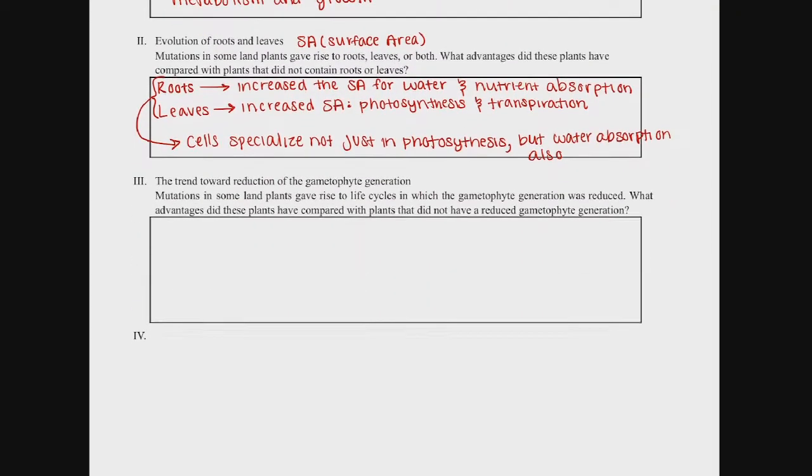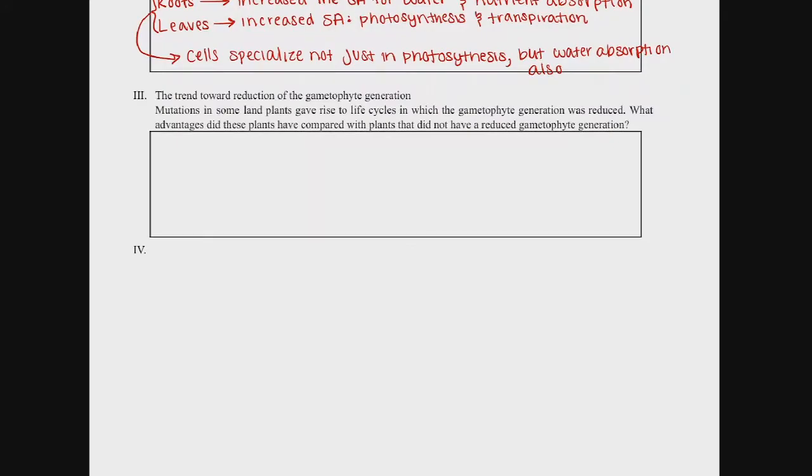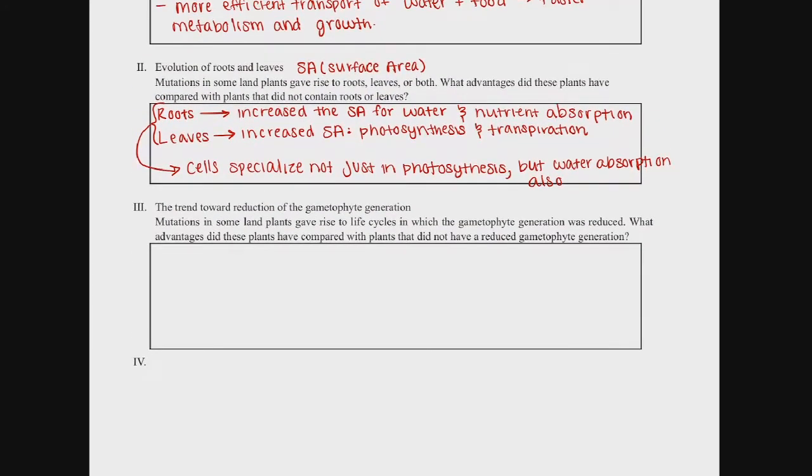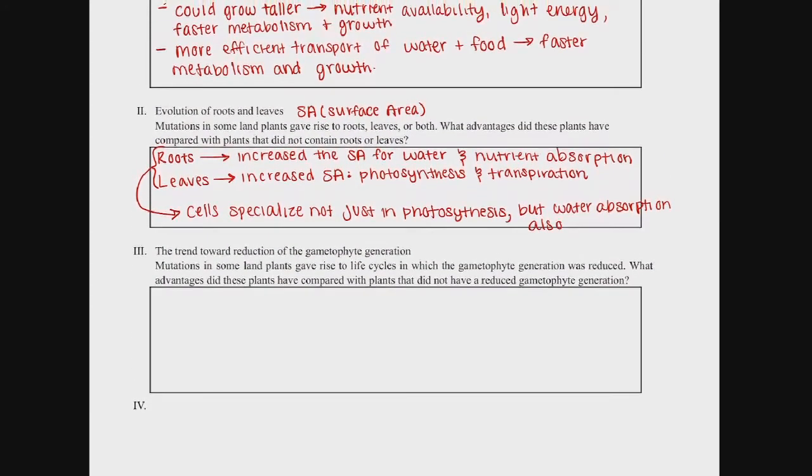Alrighty. Oh, I guess 4 is on the other page. Sorry for not editing this as I intended. 3. The trend toward reduction of the gametophyte generation.